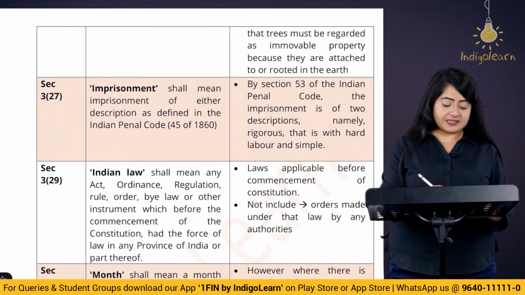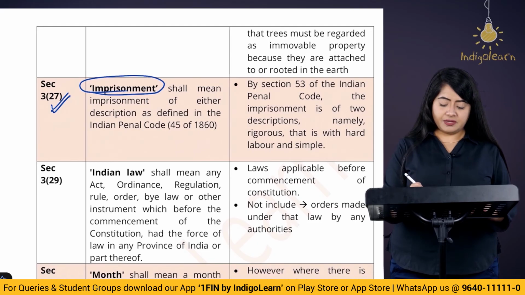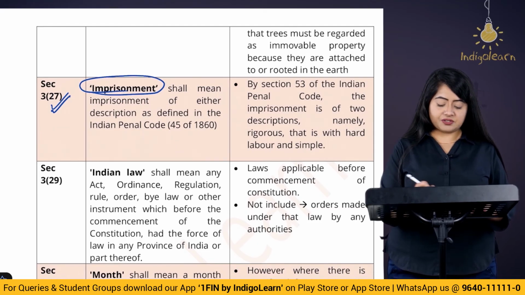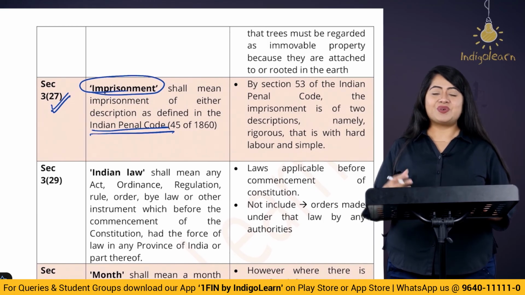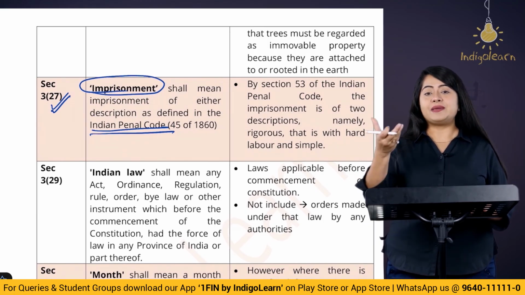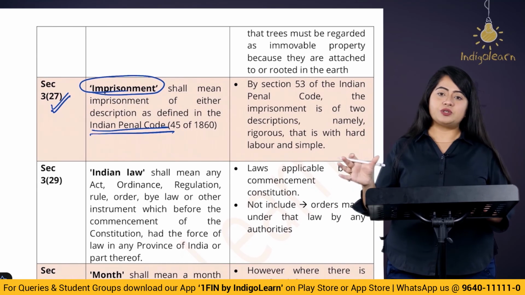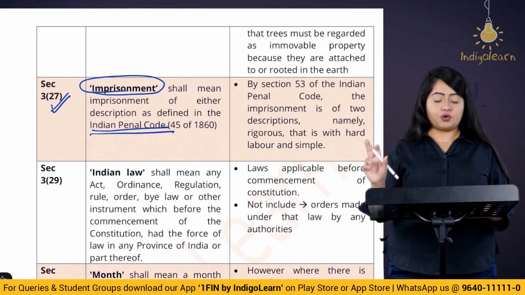The next clause we are discussing is clause number 27, which defines imprisonment. What is imprisonment? So imprisonment means imprisonment of either description as per the Indian Penal Code. So Indian Penal Code is not in our syllabus. So as per the Indian Penal Code, whatever is imprisonment properly defined, that is going to be considered as imprisonment under the General Clause Act also.